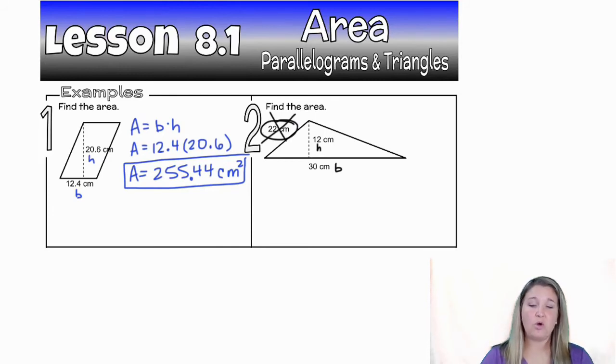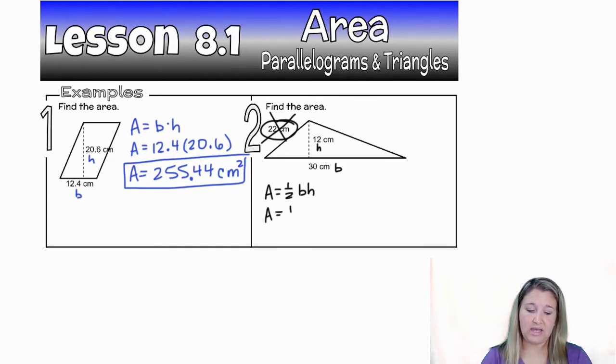This 22 we don't need, okay? Because it's not giving us any, it's just a side. I don't need that. I just need the base and the height. So be aware of those because there are going to be some of those in your skill check. So the area here is going to be half times the base times the height.